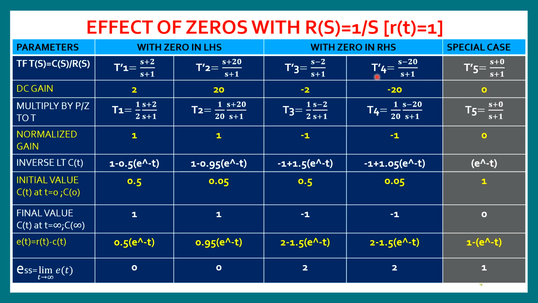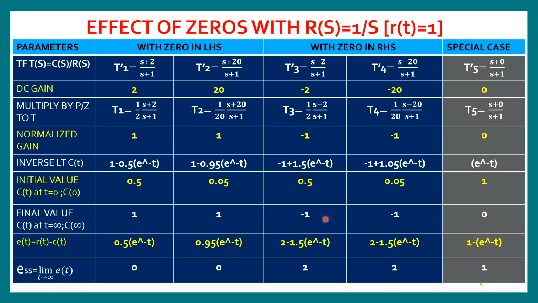Now, what would be the case if a zero was added at RHS? For the first case, the initial magnitude is 0.5. For the second case, my initial magnitude is 0.05. Initially, it looks like it is good. Let us observe what would be the effect of zero at RHS. Let us calculate the final value. To calculate the final value over this expression, substitute t as infinity. When you substitute t as infinity, 1 minus 0.5 e power minus infinity. E power minus infinity is 0. So the final value is 1. It is the same as the set DC gain. My final value is 1.